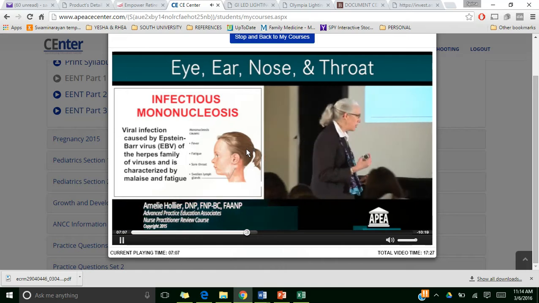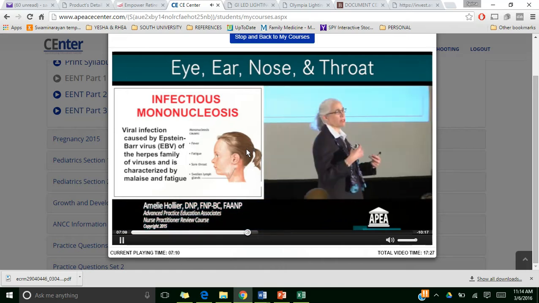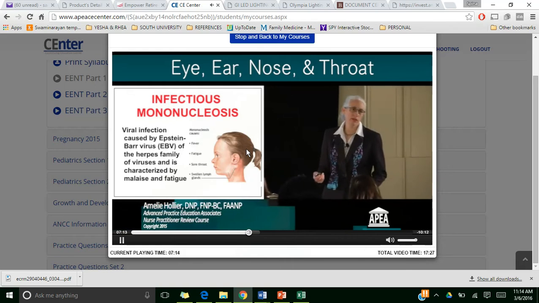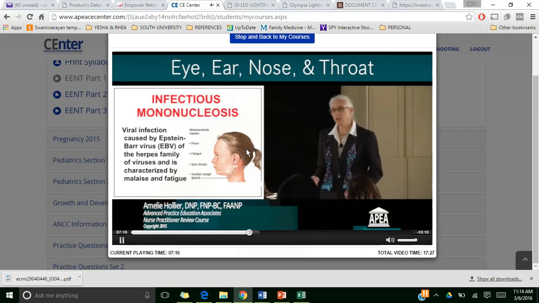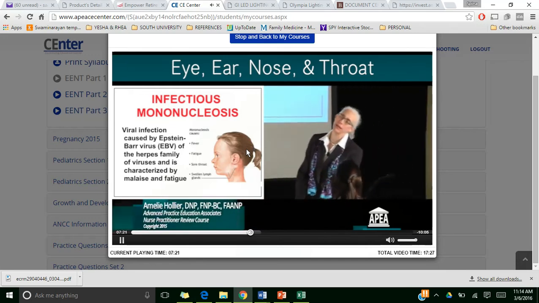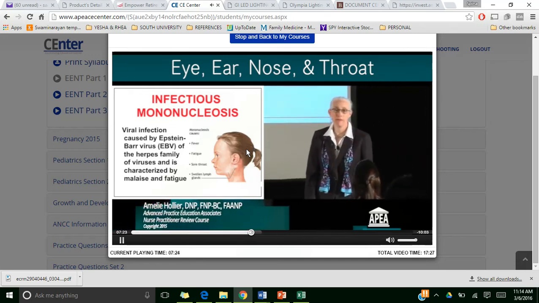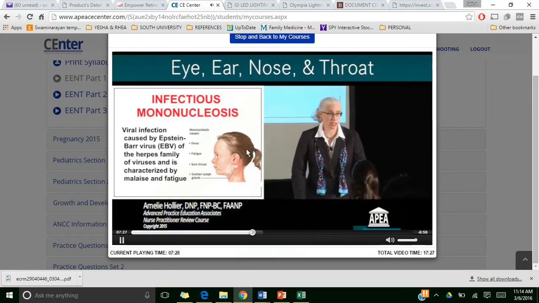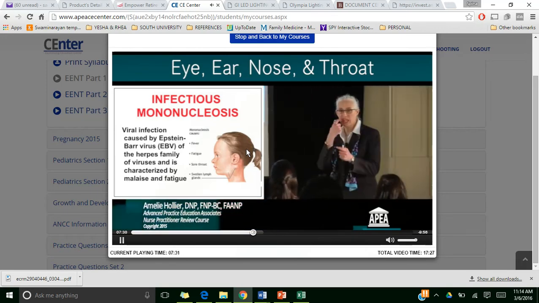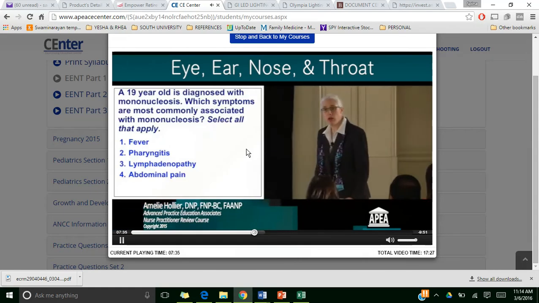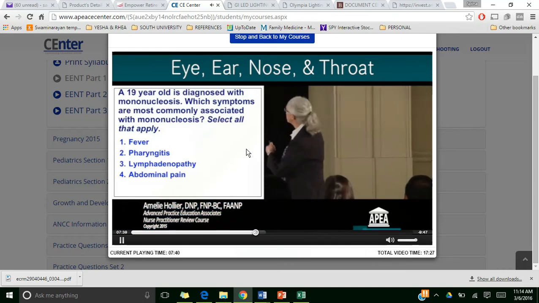I want you to notice the age of the next patient you'll take care of. Here's your first one. It's a 19-year-old who has been diagnosed with mono. Which symptoms are most commonly associated with mono? Well, I call mono the 3 F's and an L, because people with mono have fever, pharyngitis, fatigue, and lymphadenopathy. So I want you to circle number 1, number 2, and number 3. People with mono do not have abdominal pain.